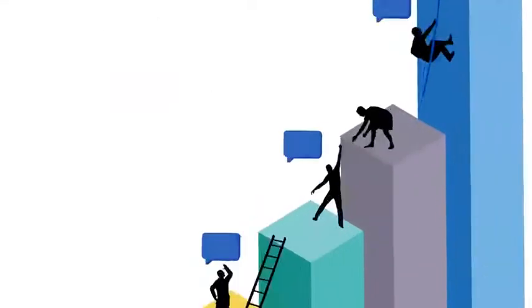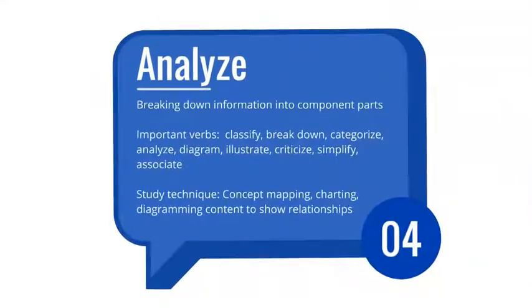The next level is really when we're starting to think about those higher level courses, right? So senior year, we're thinking through analyzation, which is breaking down information into component parts, really being able to break it apart and look at all the pieces that make up a concept. And verbs that might work here are break down, categorize, classify, diagram, illustrate.